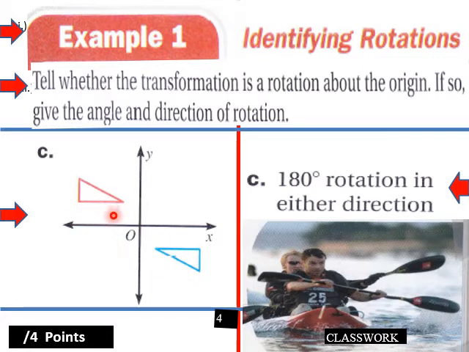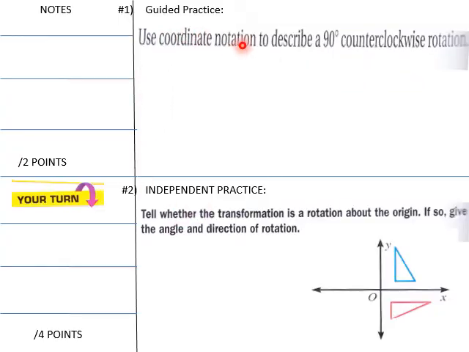And this would be a 180 degree rotation of the original. Here is what it would be, and you can go either way for that. Okay, use coordinate notation to describe a 90 degree counterclockwise rotation. Then students tell whether the transformation is a rotation about the origin. If so, give the angle and direction of rotation.